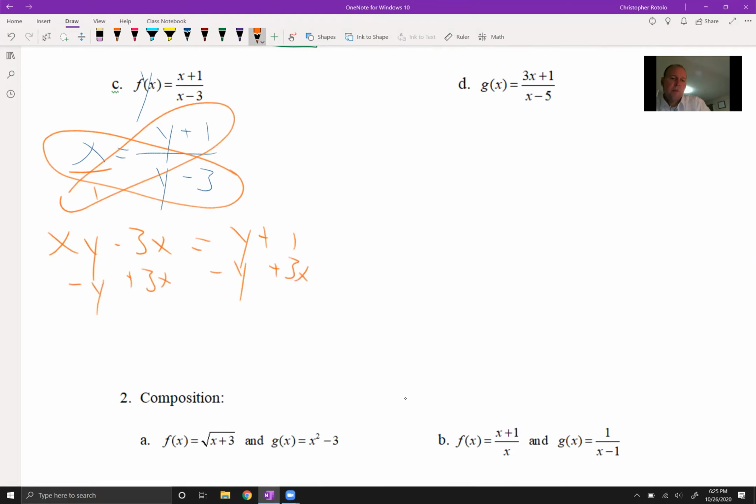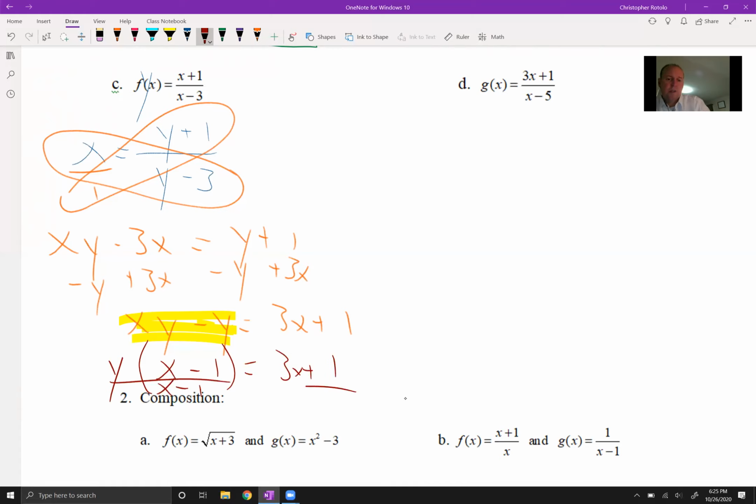So I get xy minus y equals 3x plus 1. And what I've created over here is a GCF of y. So I have to make this y times x minus 1, because y divided by y is 1. Now I can divide by x minus 1 to get my inverse. And that takes care of the whole thing. So the inverse function of x should be 3x plus 1 over top of x minus 1.